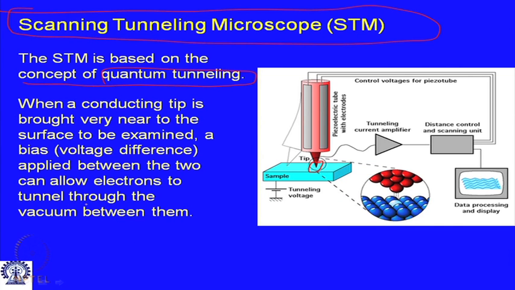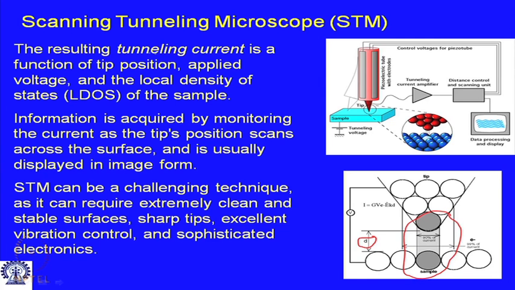Of course, this typically works in vacuum, so that the tunneling electrons do not collide with the molecules of air and get ionized and distracted. The resulting tunneling current is a function of the tip position, applied voltage, and the local density of state of the sample. So, tip position essentially here means the distance of the tip from the surface.